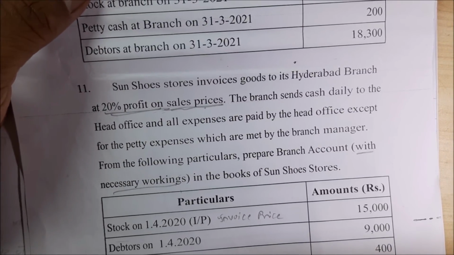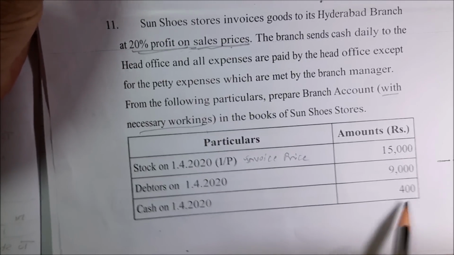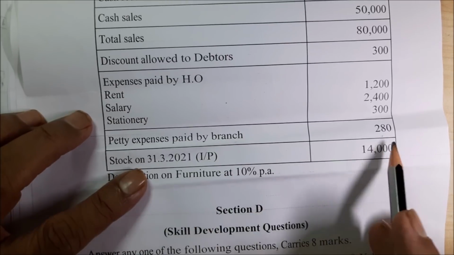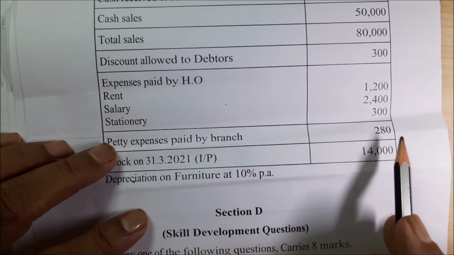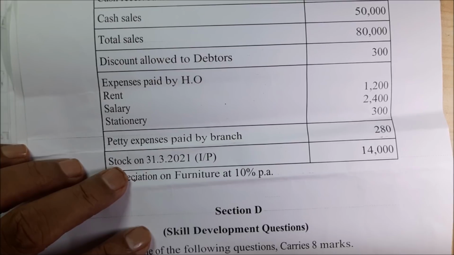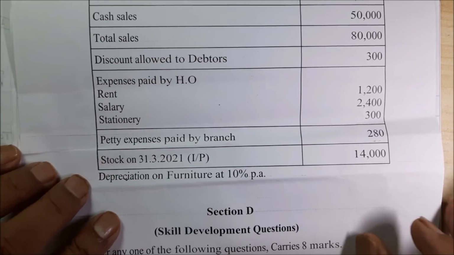Cash on hand on 1/4/2020 is 400, right? The expenses paid by the branch only are 280. Out of that 400, you must have paid 280, so the remaining is 120. You must be careful with such type of transaction.